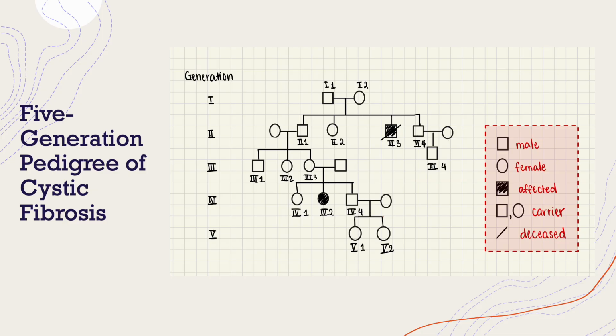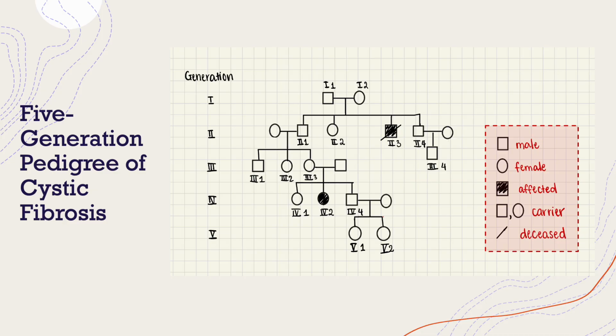This slide shows a 5-generation pedigree of cystic fibrosis. Each row represents a generation labeled from 1 to 5. Each person is numbered and connected by lines showing family relationships. The diagram includes males, females, affected individuals, and carriers.